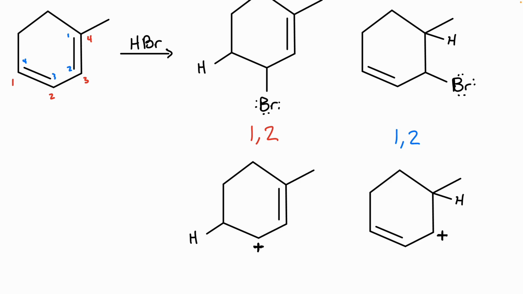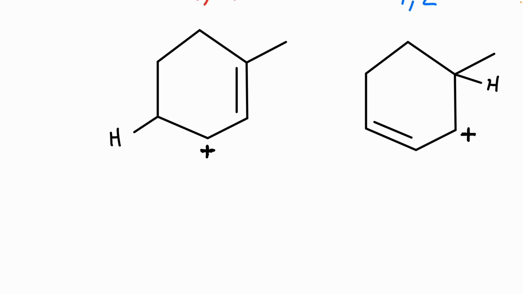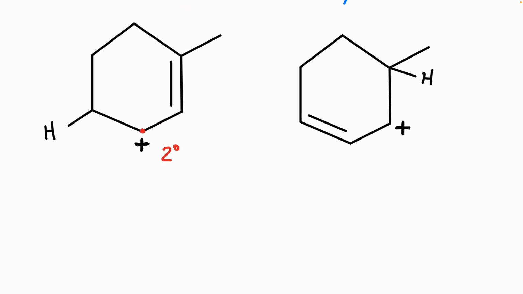Okay, both of these are allylic. They got to be allylic. All right, but then the question is, which one is more stable than the other? So if we look at this red one here, it's allylic. And what would we classify this carbon as? Primary, secondary, or tertiary? Secondary. So it's a secondary allylic carbocation.